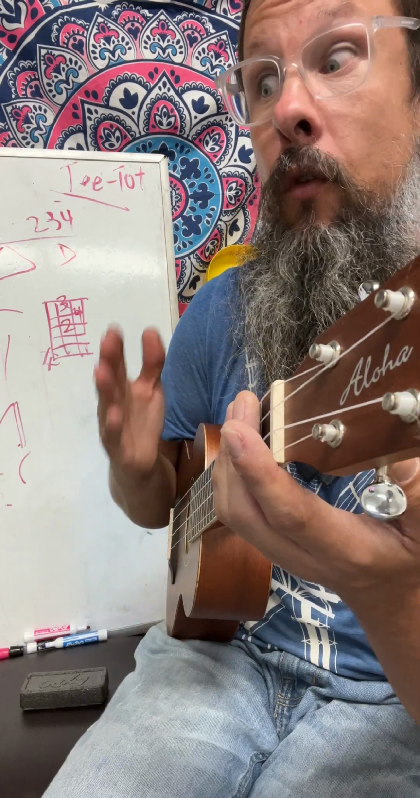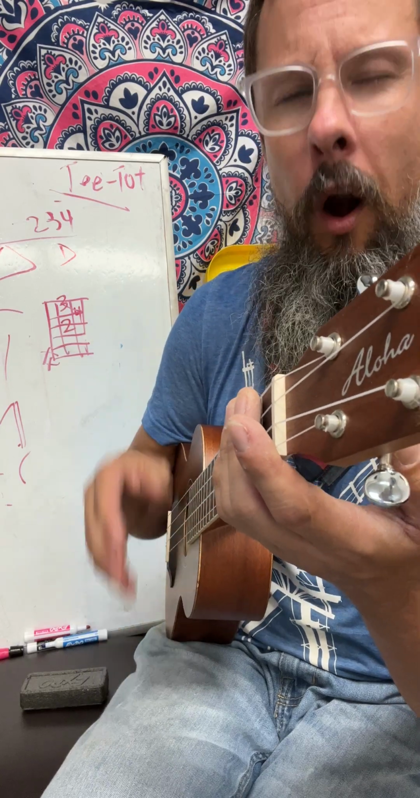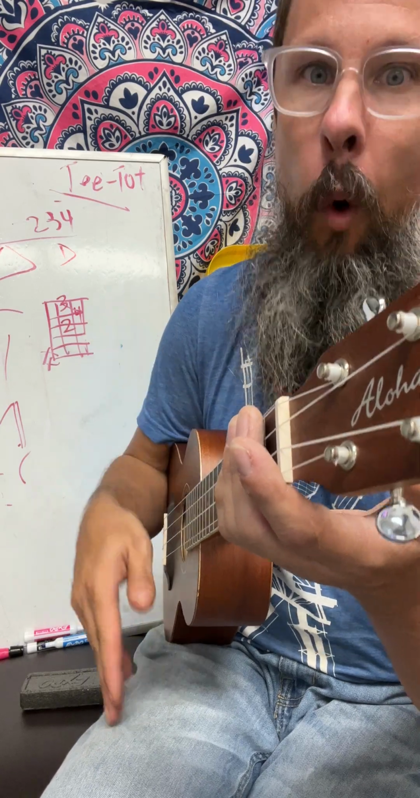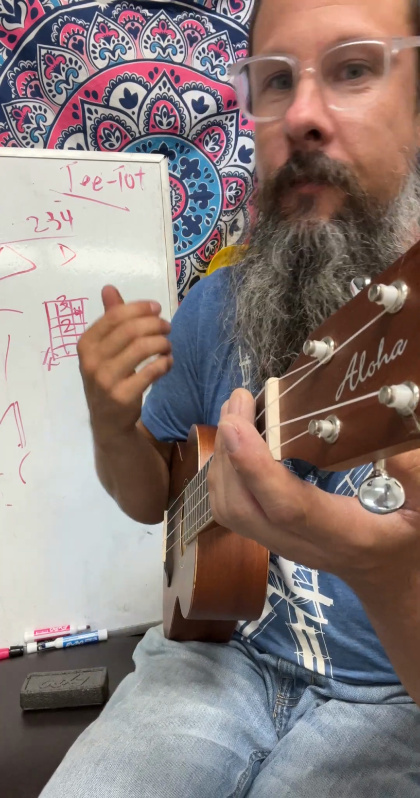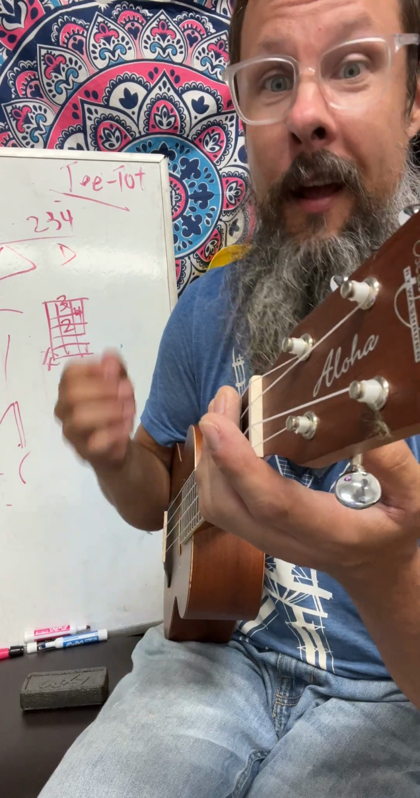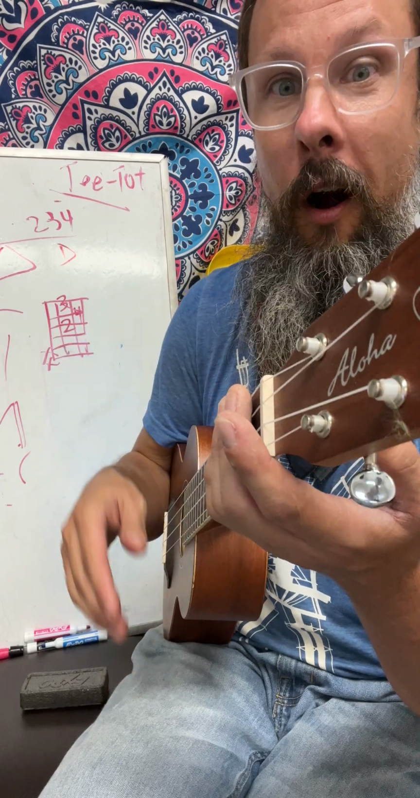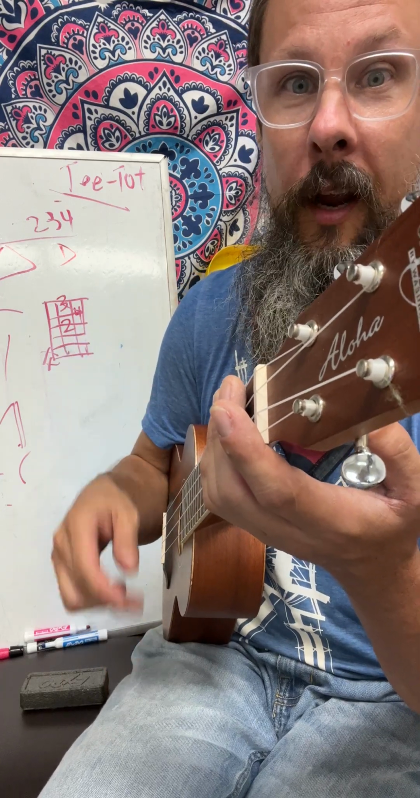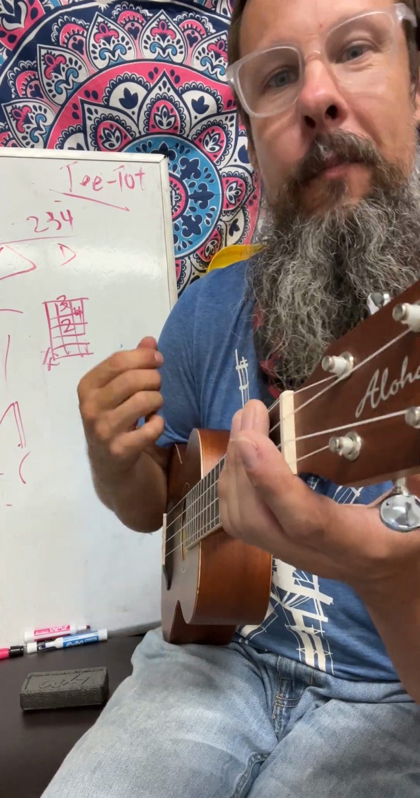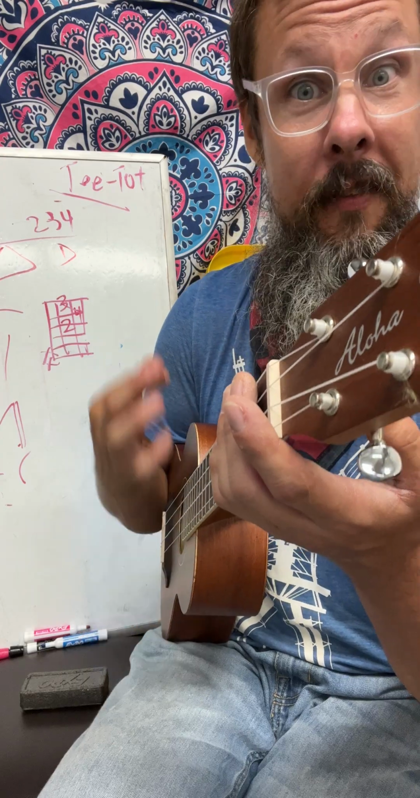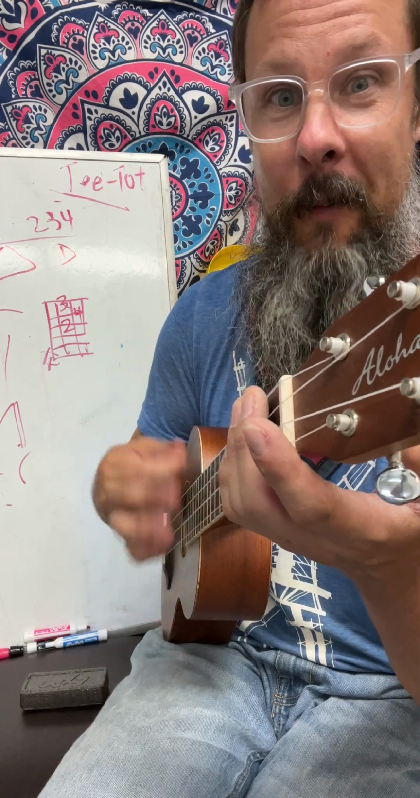Half notes. 1, 2, 3, 4. 1, 2, 1, 2. Half notes were 2 beats. Quarter notes, every stroke. 1, 2, 3, 4. Eighth notes. Down, up, down, up, down, up, down, up. 16th notes. Down, up, down, up, down, up, down, up.